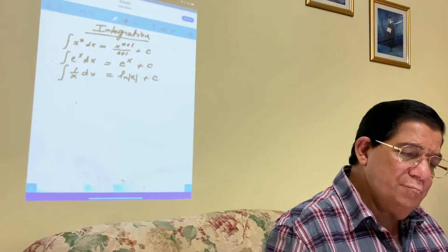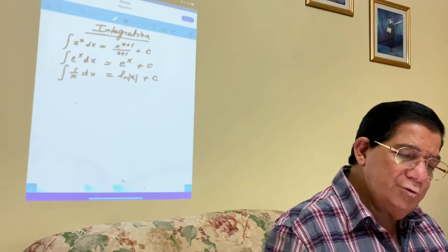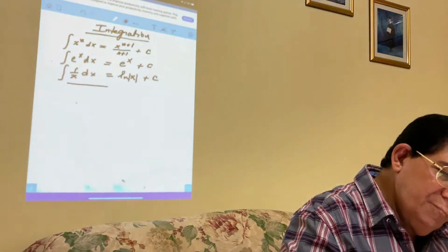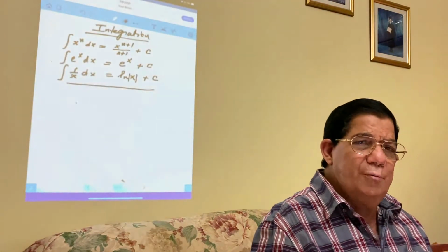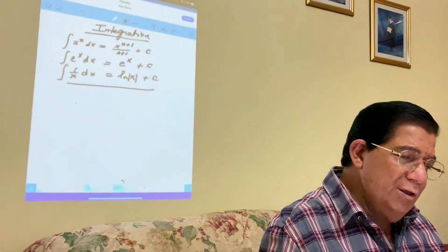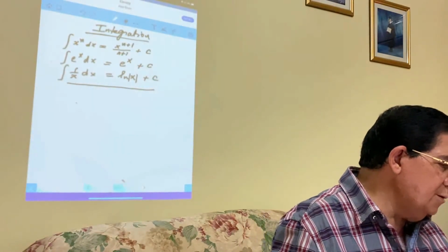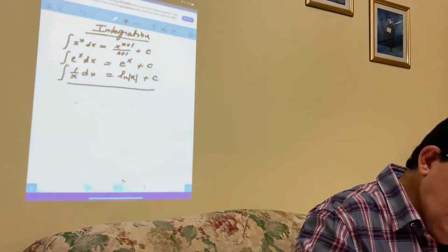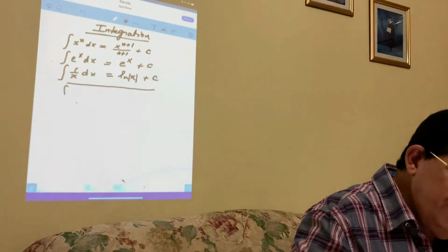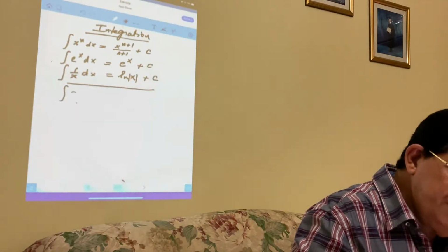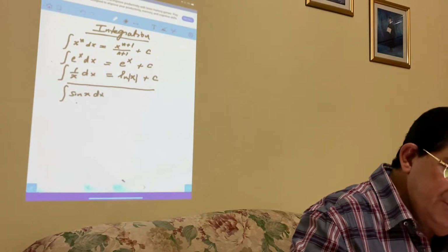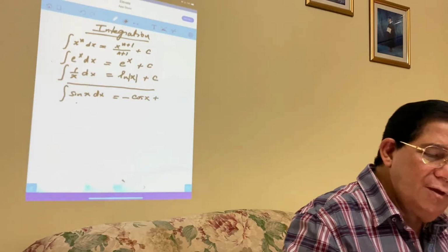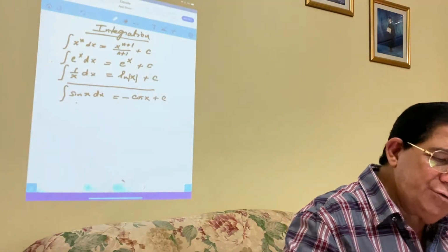These three basic rules, we can add to them the basic ones in trigonometry. Anything we know in trigonometry as differentiation, we reverse it. What is the integration of sine x? It is negative cosine x plus c, because the differentiation of cosine is minus sine.